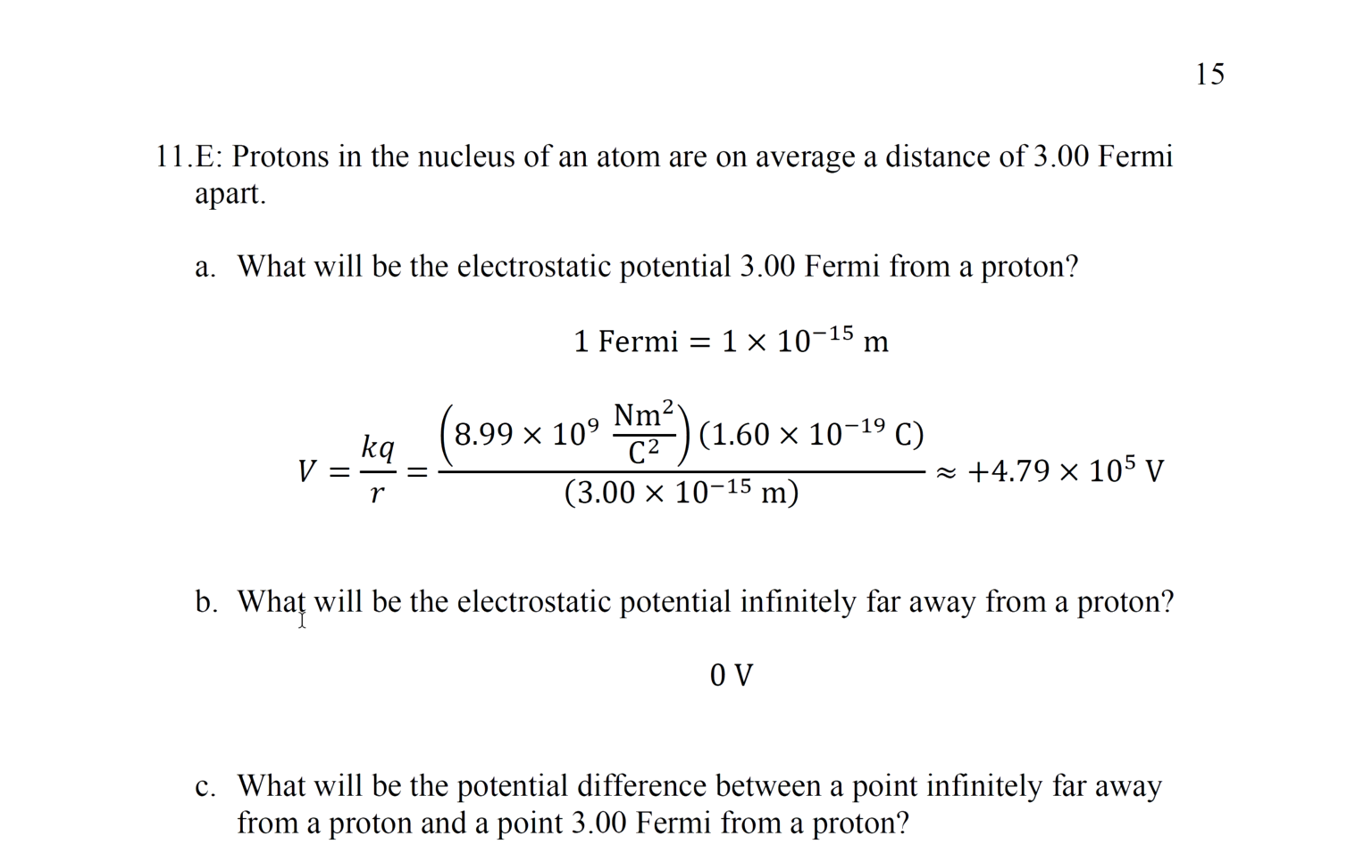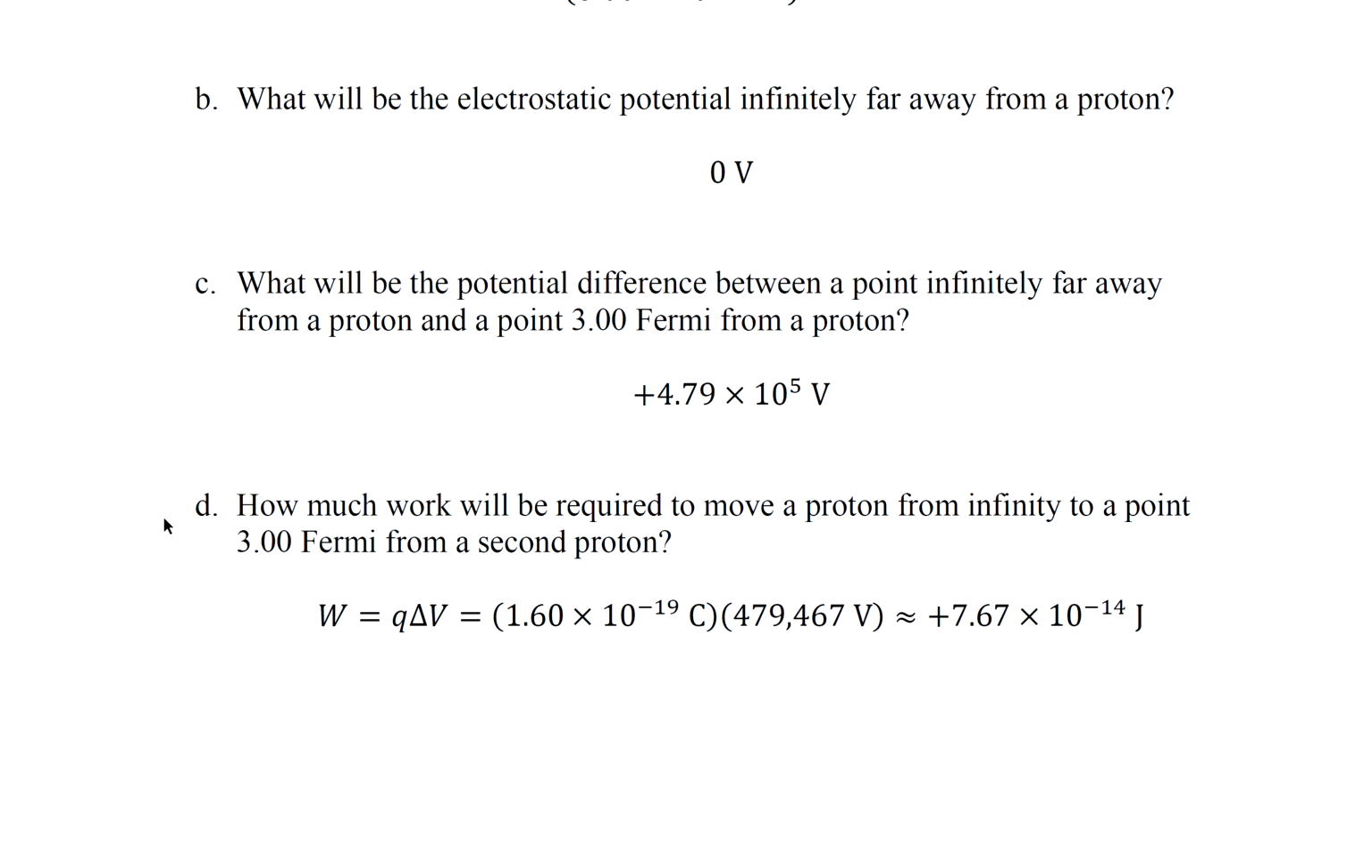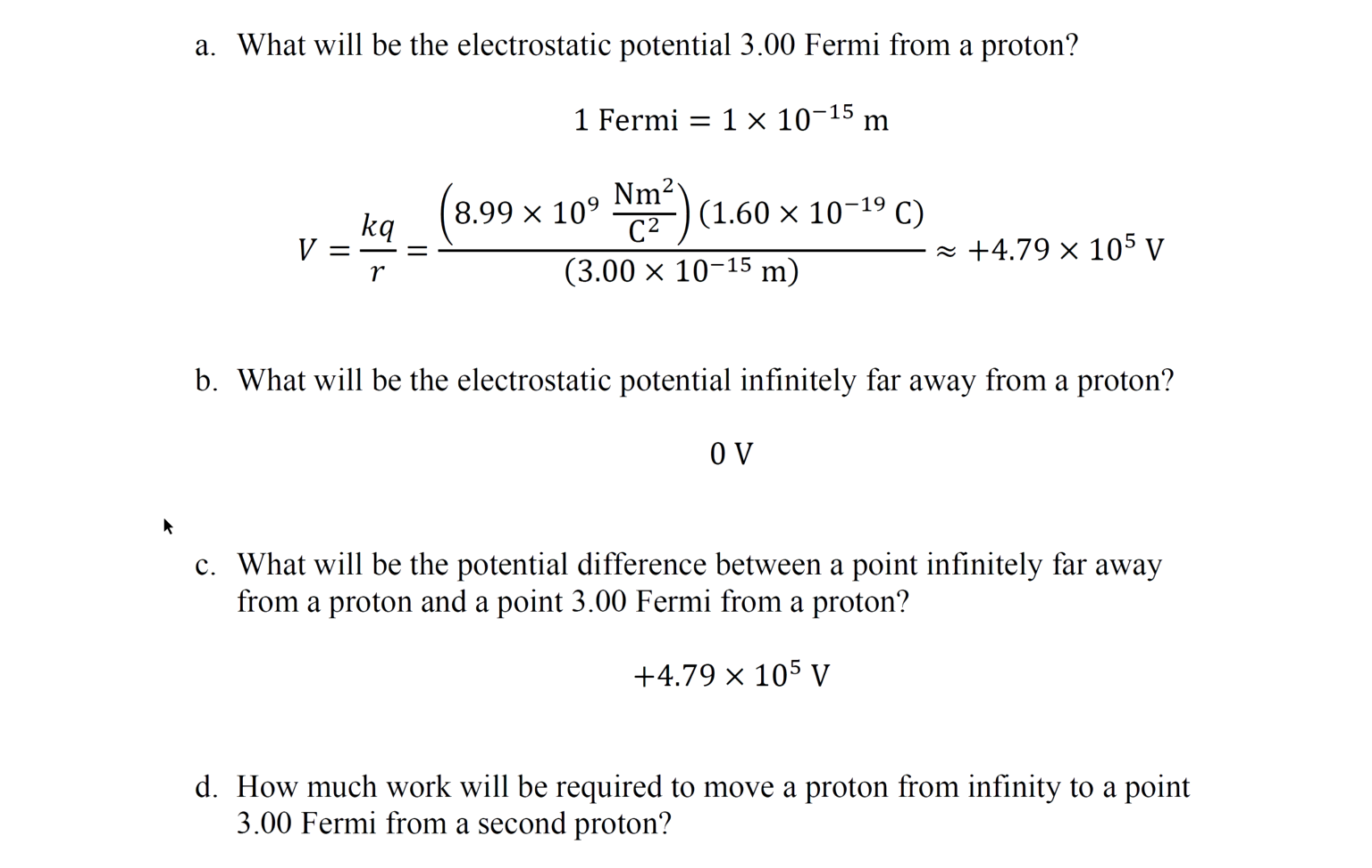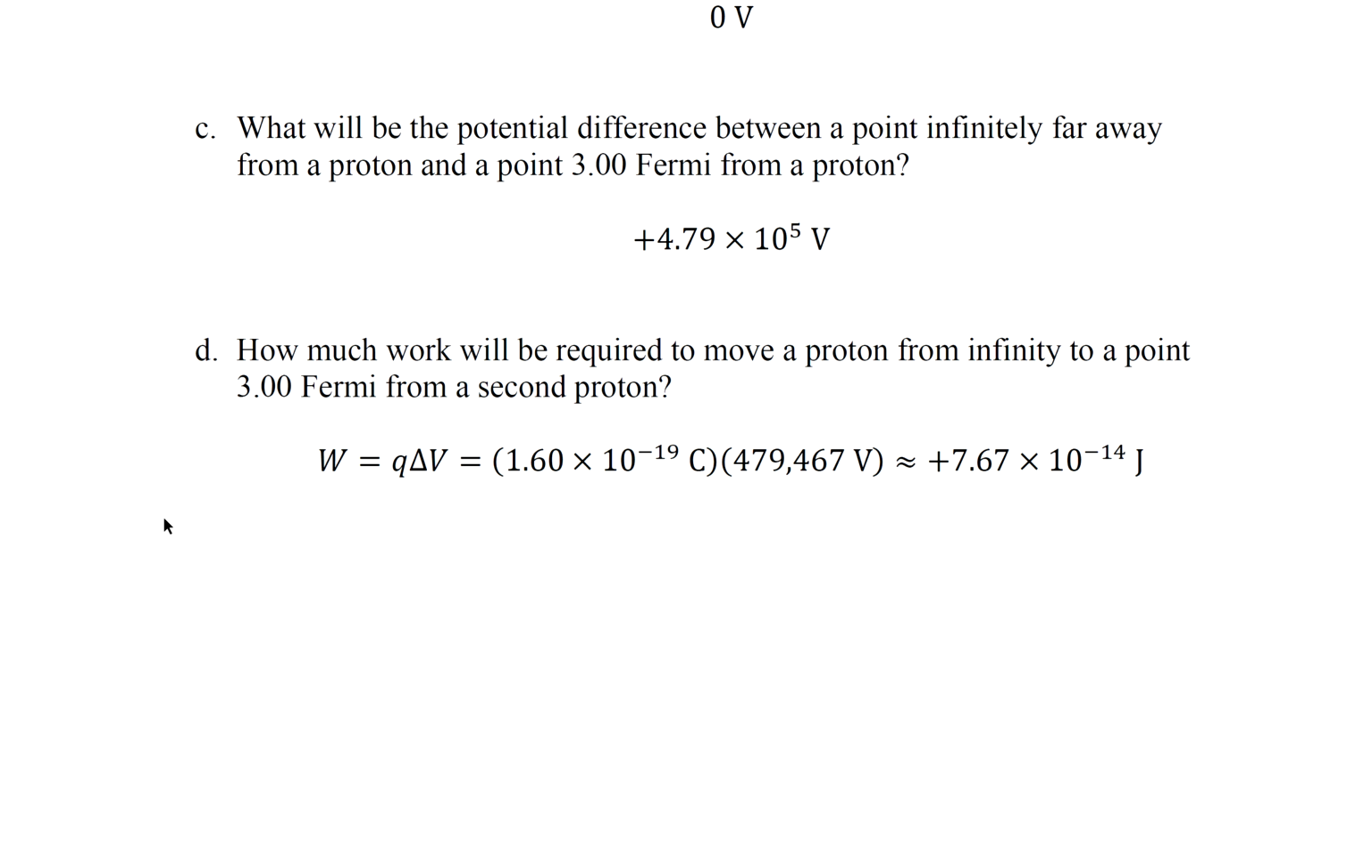Question 11. Protons in the nucleus of an atom are on average a distance of 3 Fermi apart. Part A, what will be the electrostatic potential 3 Fermi from a proton? There you go. Part B, what will be the electrostatic potential infinitely far away from a proton? It is 0 volts. Part C, what will be the potential difference between a point infinitely far away from a proton and 0.3 Fermi from a proton? Same answer as part A. Part D, how much work will be required to move a proton from infinity to 0.3 Fermi from a second proton? There you go.